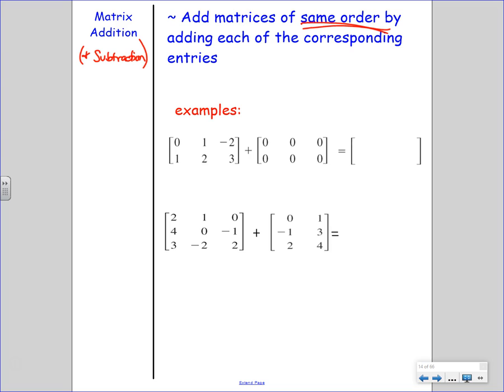What would you naturally think of doing to add these two together? 0 plus 1, plus negative 2 plus... Hey, corresponding, right? So what's going to happen for the whole thing? Exactly what you thought. Any 0 matrix of the same size as the original is going to be the additive identity. Do you remember the other day I was talking about identities?